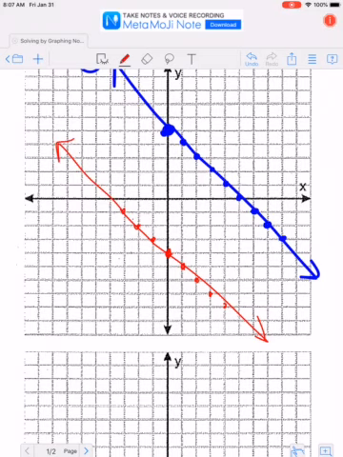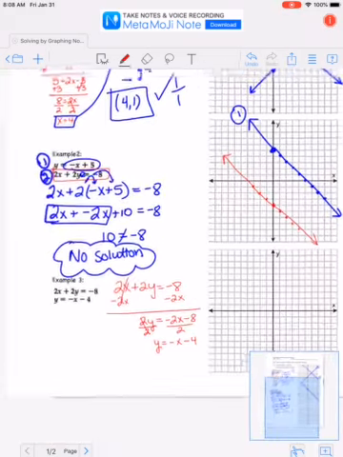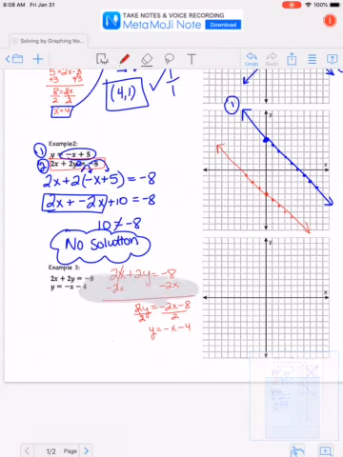As you can see, they are parallel lines, so they will never touch. So that is why it's a no solution.